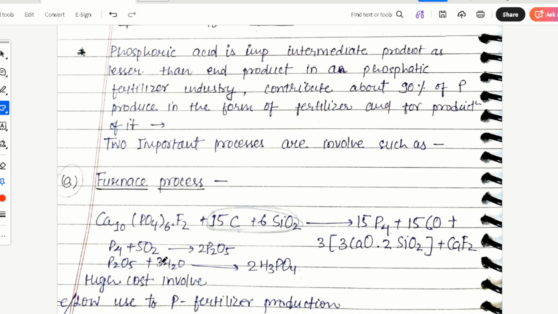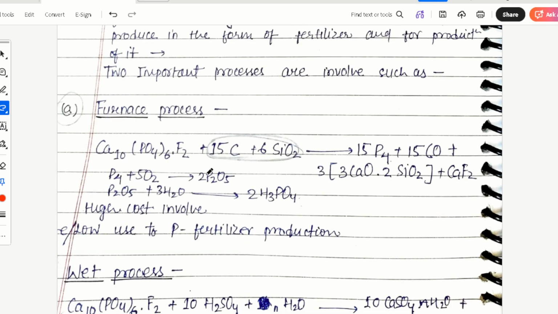Then P4 plus 5O2 will be converted into P2O5, and then this P2O5 is reacted with 3H2O, and it will produce H3PO4. So it involves very high cost and low use of phosphorus fertilizer production. So it is commonly very less used.